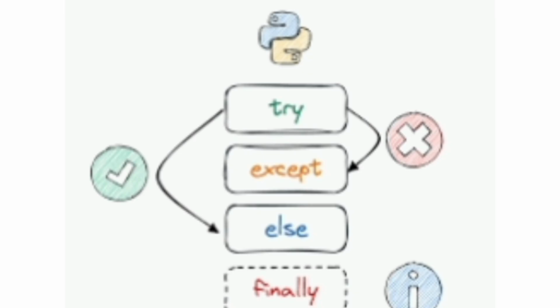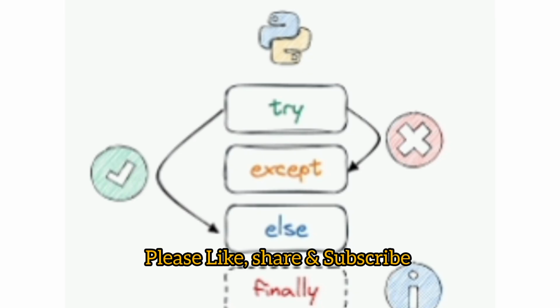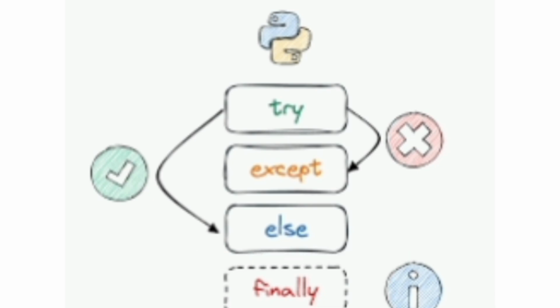Today we will discuss exception handling in Python. So let's get started. When any error occurs, Python normally stops and generates an error message. In Python we have try, except, else and finally blocks to handle the exception.